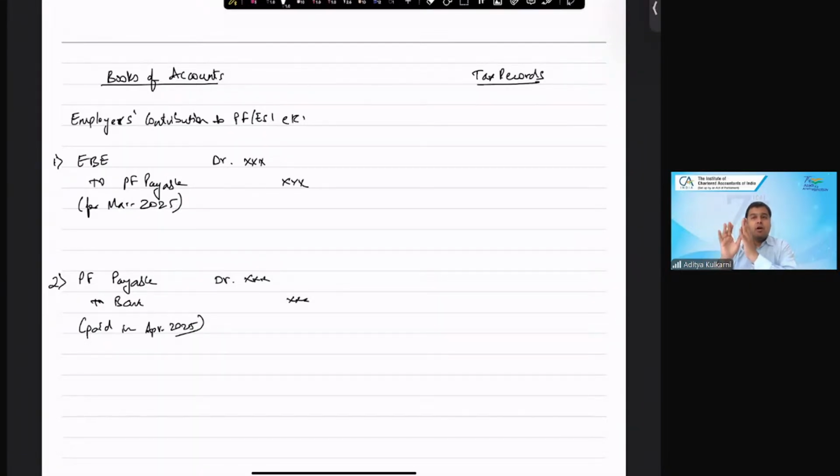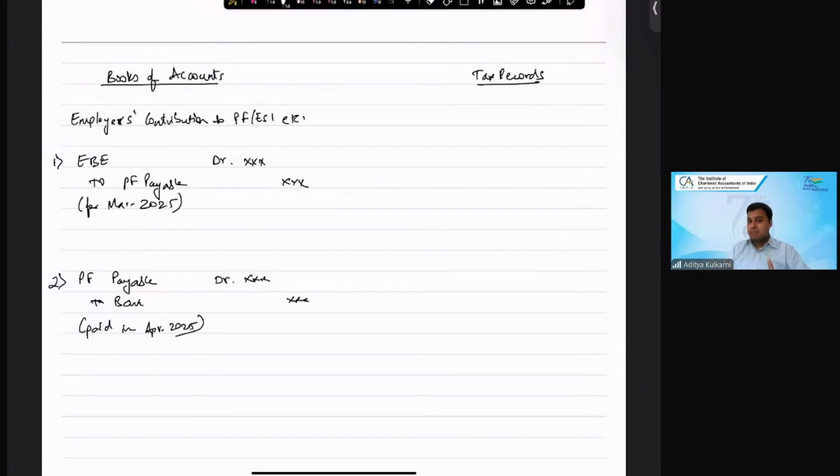Now tell me, PF employer's contribution. When will the tax department give a deduction? The tax department will give in 2025-26. Accounting treatment will be given in 24-25. Yes. This is the carrying amount. I mean, this is what you're doing in the books. I have accounted for the expense and paid in the subsequent period.